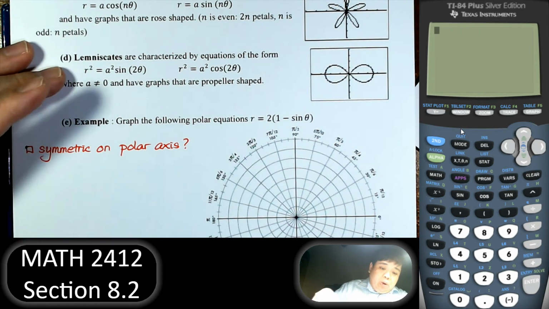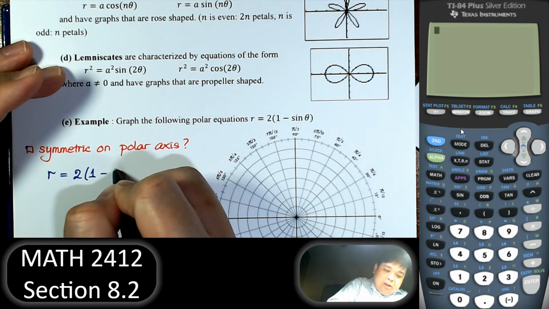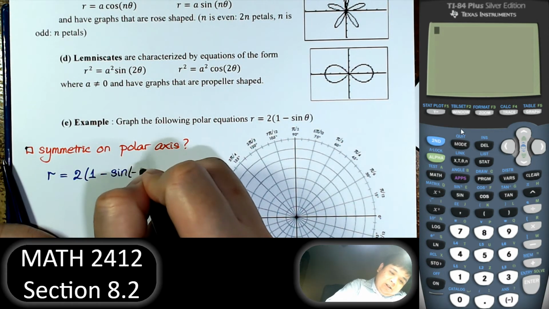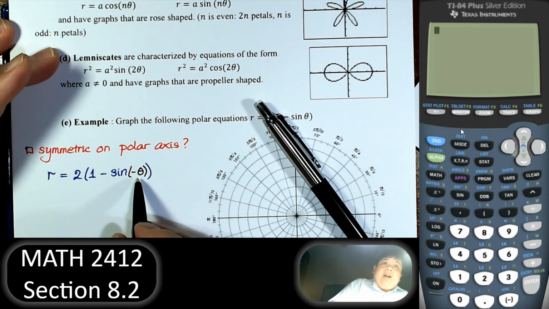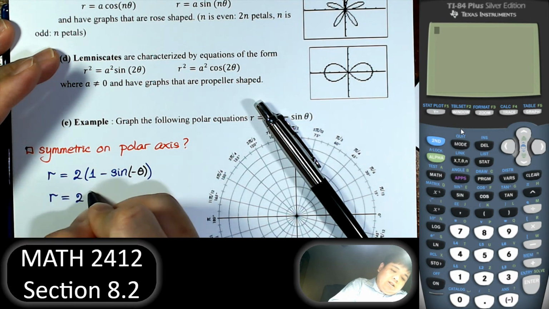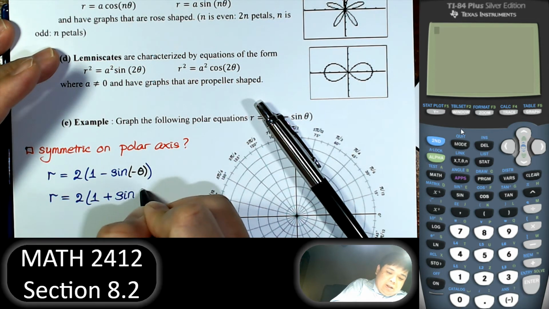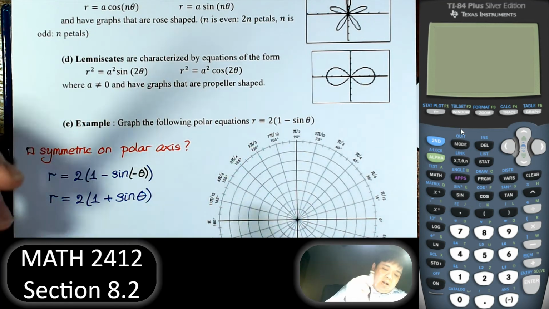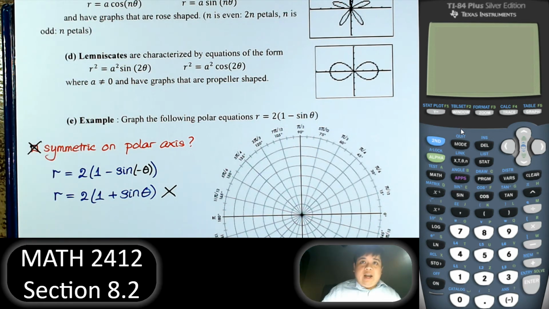To do that, I will replace theta with negative theta. And sine is odd, so sine of negative theta is negative sine. So we have 1 minus the negative sine. And this is not the same as the original equation. So nope, this one is not symmetric on the polar axis.